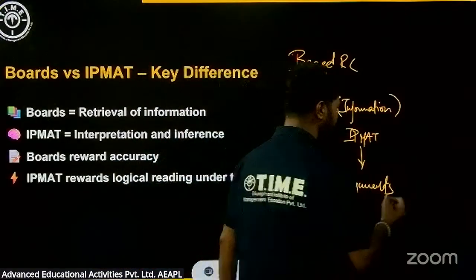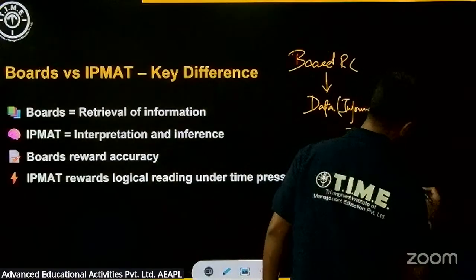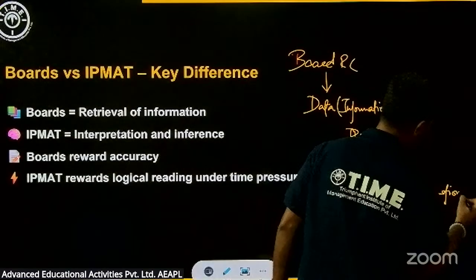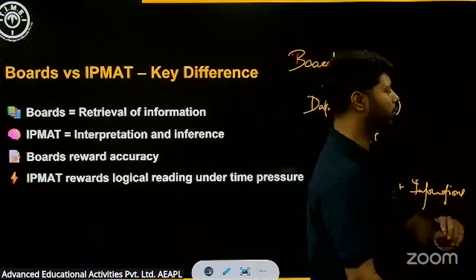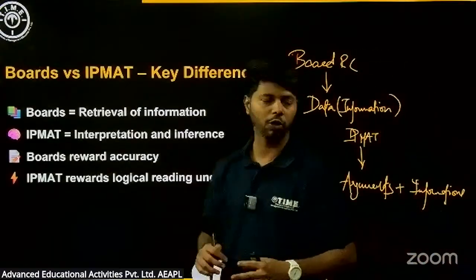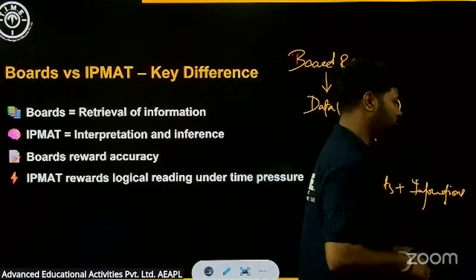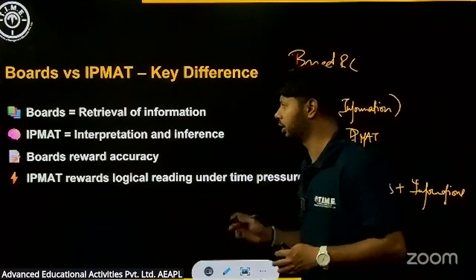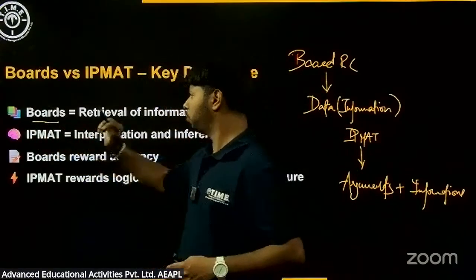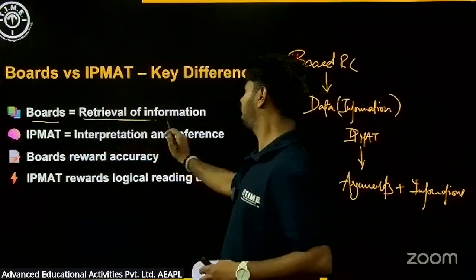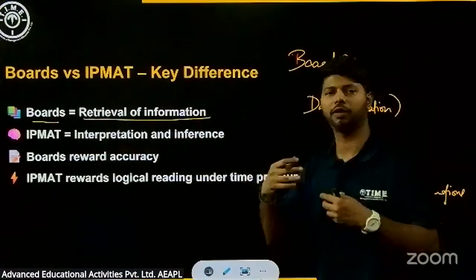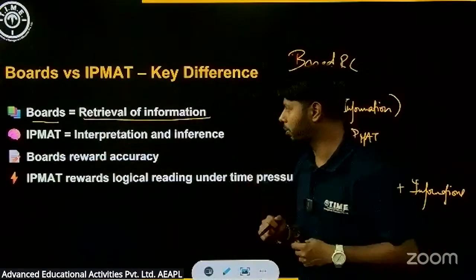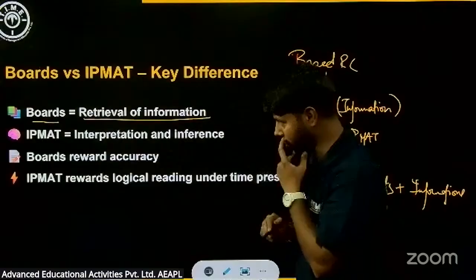While these arguments are presented, they are also presented with some amount of information. Without that, pure arguments are not really presented. So you have some amount of information, and along with that, you also have a lot of data as well. That's what makes the IPMAT one a bit complicated. What is the test in the boards? What speed you can read and how much information you can retain, and therefore when the questions are asked, how much information you can retrieve from the given set of passages. That is the test when it comes to the boards.